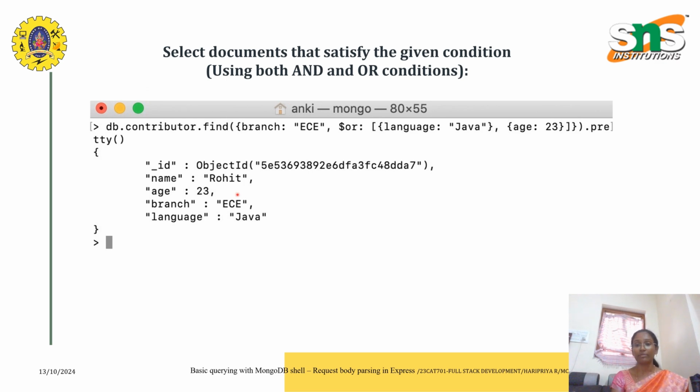So we'll give the same code over here. db.contributor.find, where branch is my field, right? And "EEE" is my value.